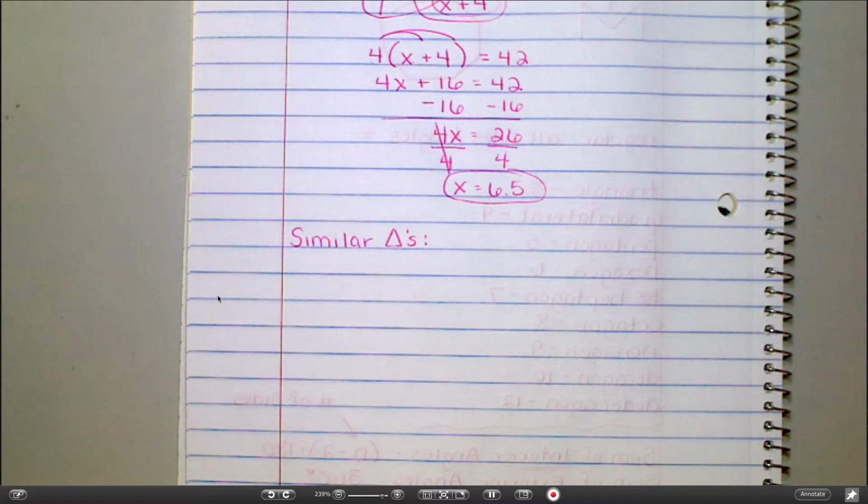What does it mean for two triangles to be congruent? Equal to each other. Okay, so all of their side lengths are equal, and they're the same shape, right? That's what it means to be congruent. So congruent is same size, same shape. Similar means same shape, but different side lengths, different sizes.